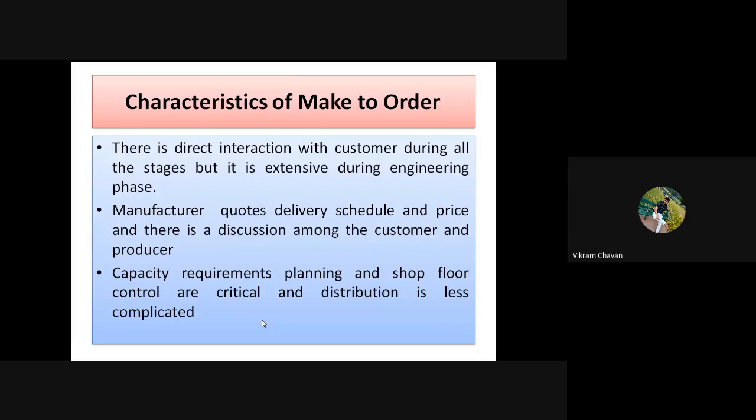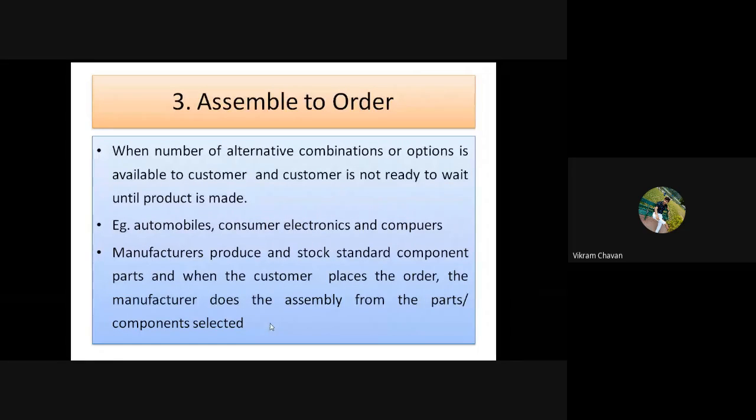this make to order production capacity is required. Capacity requirement planning and shop floor control are critical, and distribution is less complicated. So we can say that at the start of the production or installation of the plant, the manufacturer doesn't know what kind of requirement will come from the customer end. So that manufacturer should have all the required capacities, meaning all the required machinery in his industry, to fulfill the requirements of a customer.